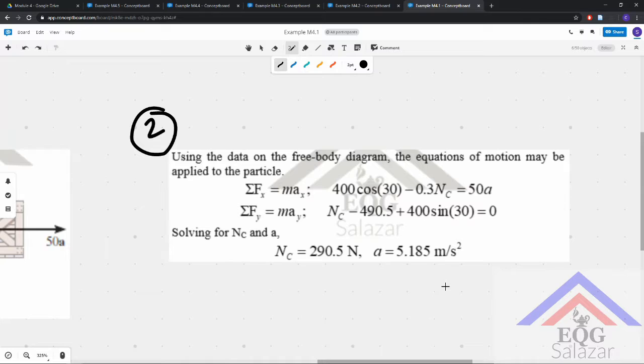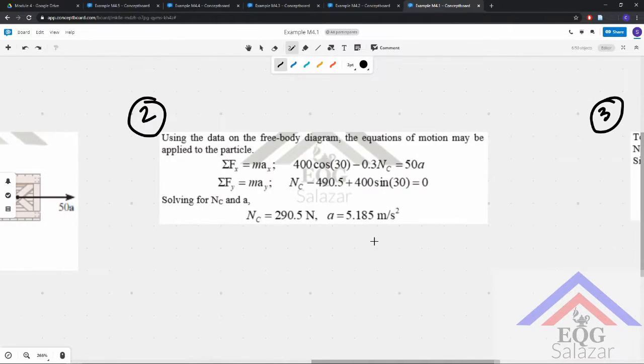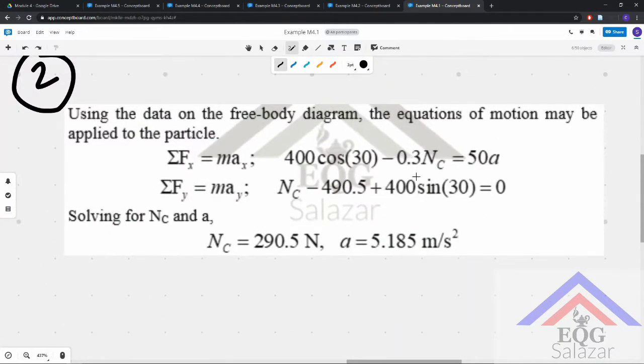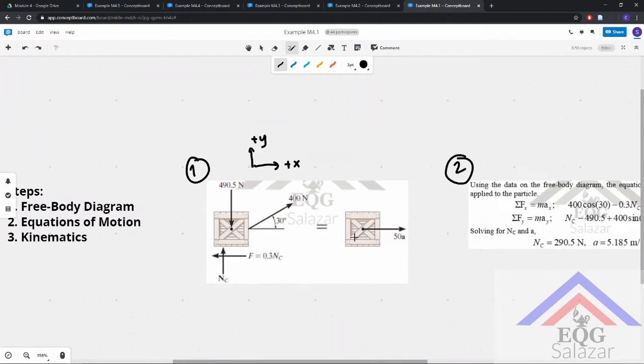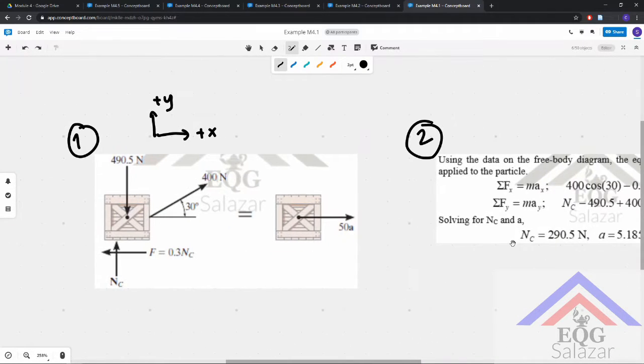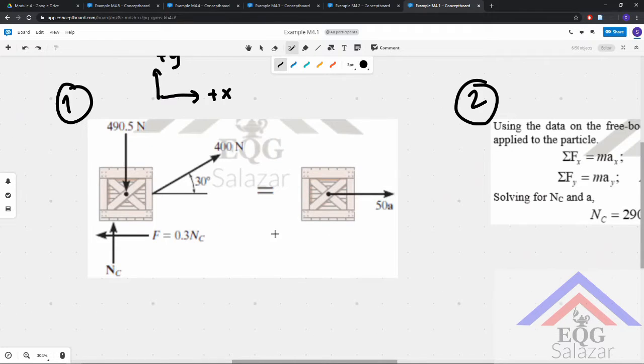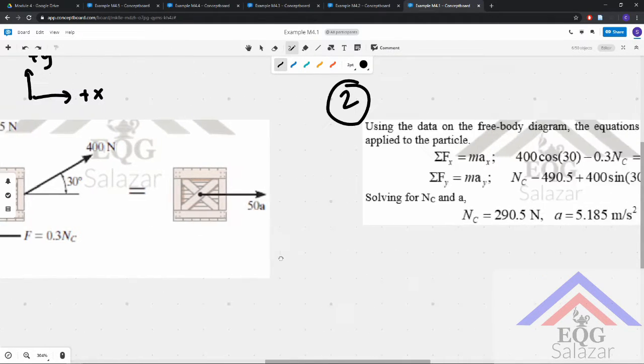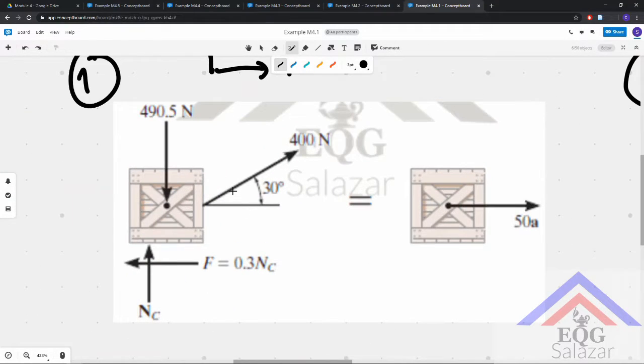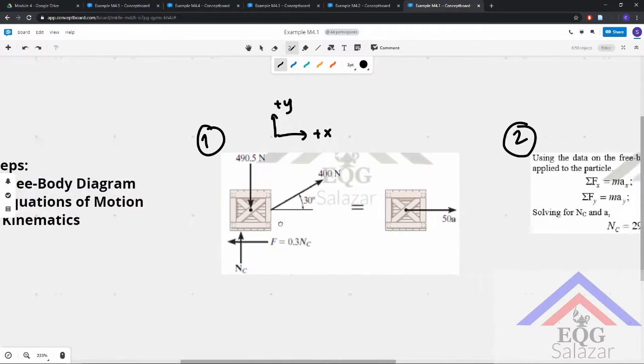Next we will apply the equation of motion. In this case, we are applying it to the x and y axes. So we have 400 cosine 30 minus 0.3 Nc, or the friction force, is equal to 50a. That 400 cosine 30 should be pretty self-explanatory at this point, because the force is inclined about 30 degrees from the horizontal, so the x component of this force will be 400 cosine 30.